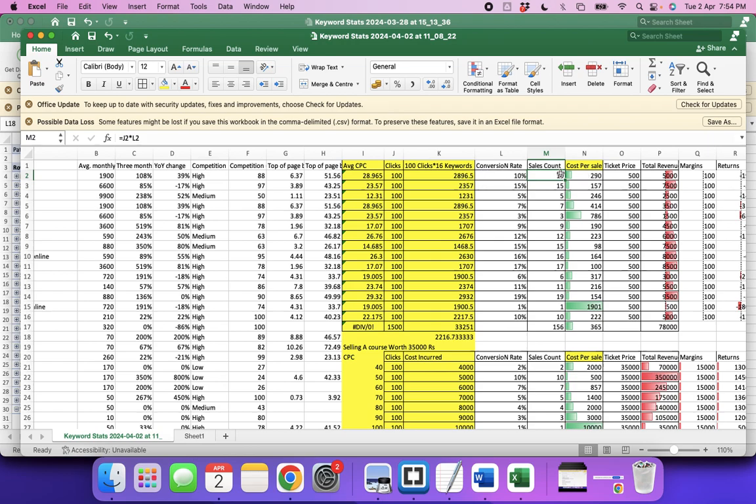Cost per sale is 2,900 divided by 10. That's going to be 290. That's going to be 290 rupees cost per sale. And from each sale, 10 people have bought, right? And let's assume everybody is buying on an average 5 kgs of mango, and each kg of mango is 100 rupees.